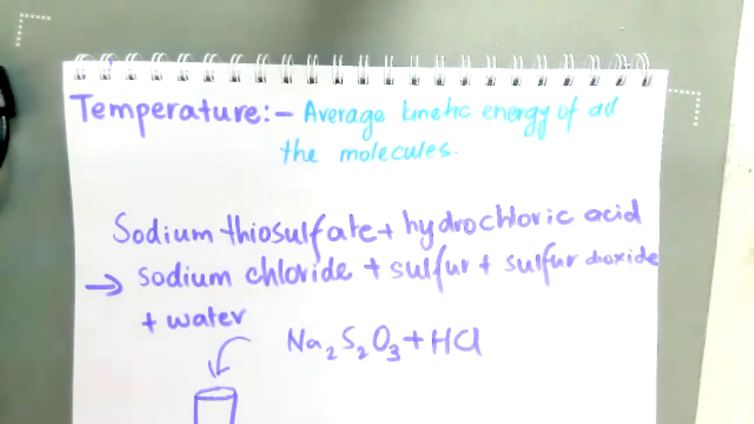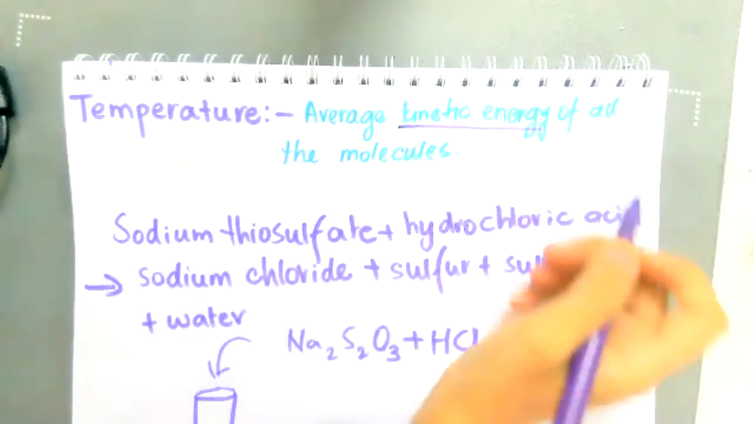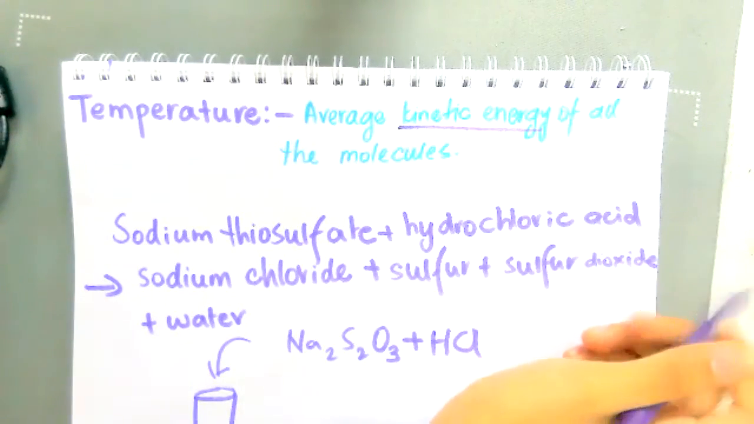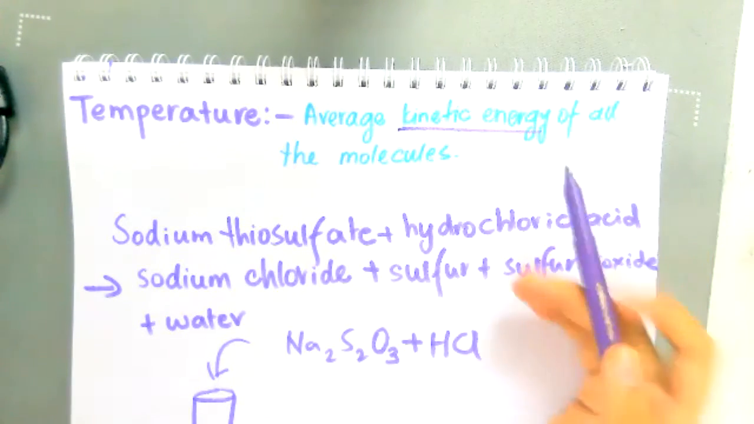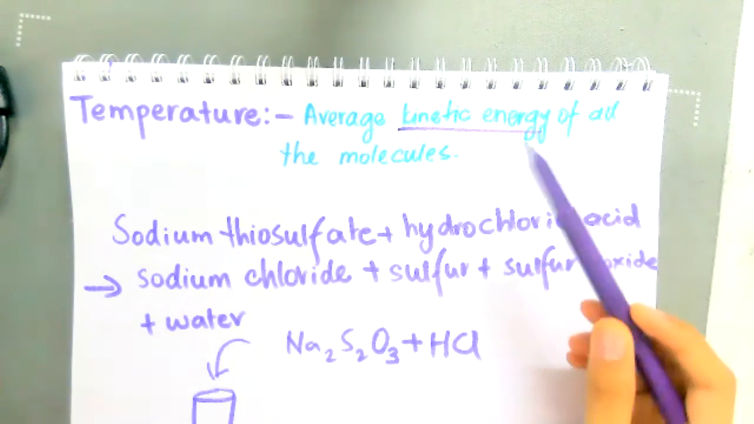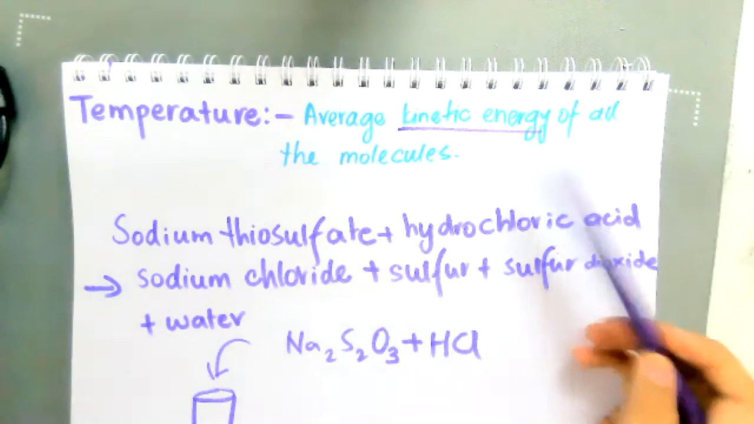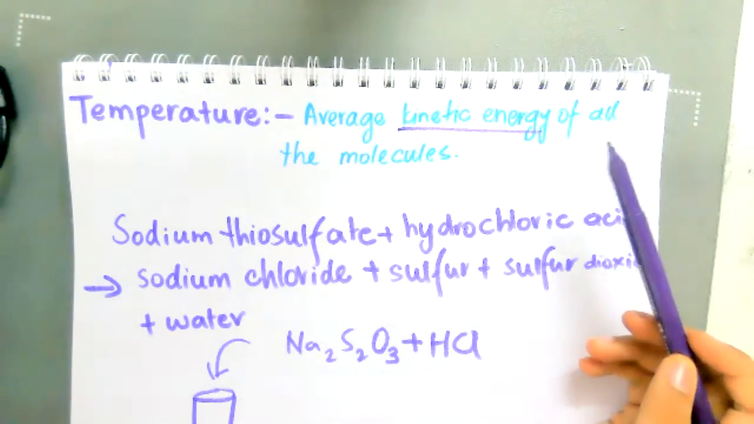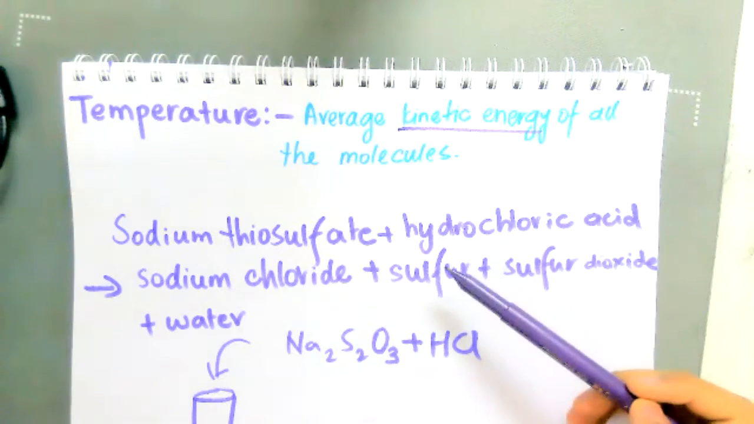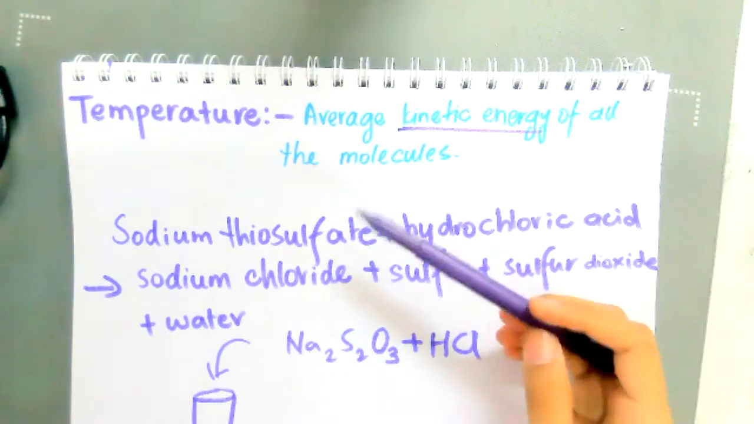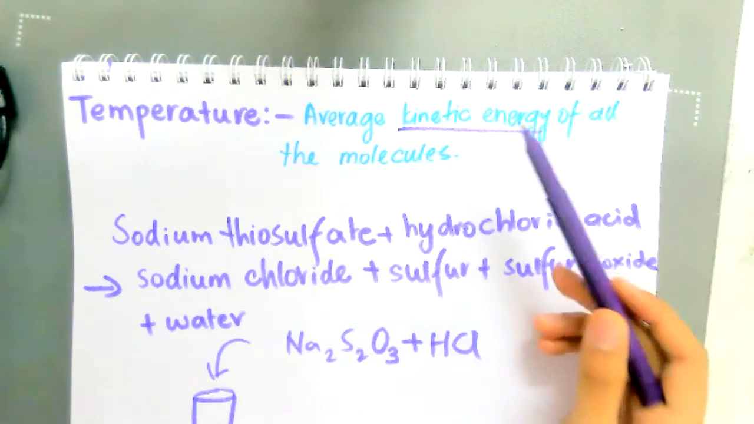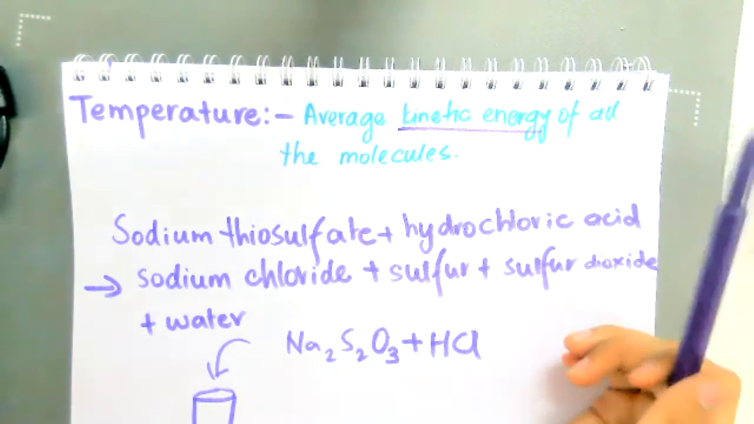So temperature, as you know, is the average kinetic energy of all the molecules. By kinetic energy, we know it's the energy of motion. So the faster the particles are moving, the higher the temperature is. So the faster the particles are moving, the more chance there is of a successful collision. And the higher the chance of successful collision, the more the reactivity. So an increase in temperature means an increase in the rate of reaction.